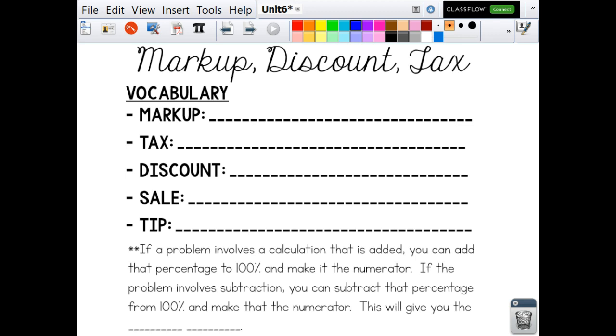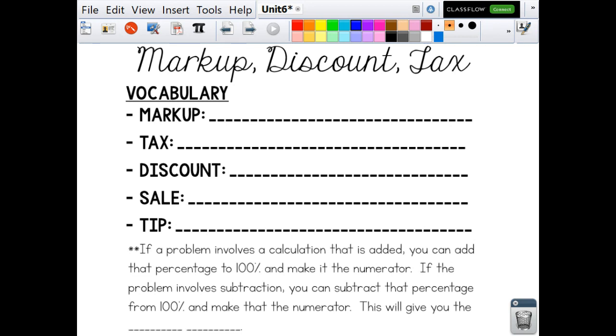Okay, so this video is going to cover markup, discount, and tax, which is basically the reason that we use percentages on a daily basis. So we're going to talk about what all of them mean, all of the different vocabulary words, and then we'll talk about how to solve these problems. It's very similar to solving percentages.